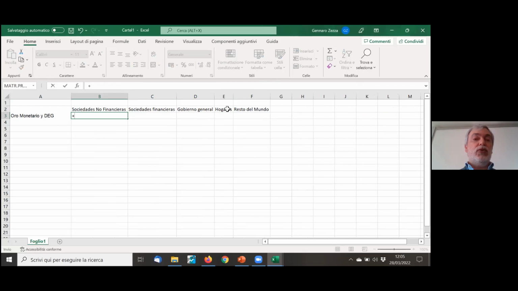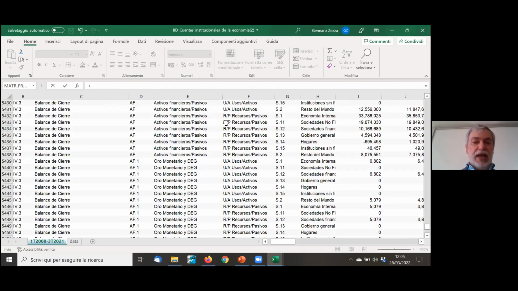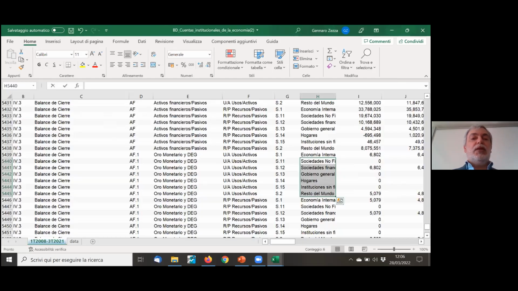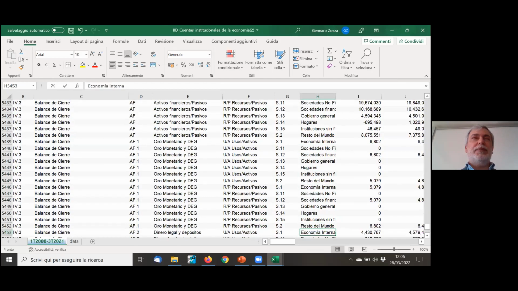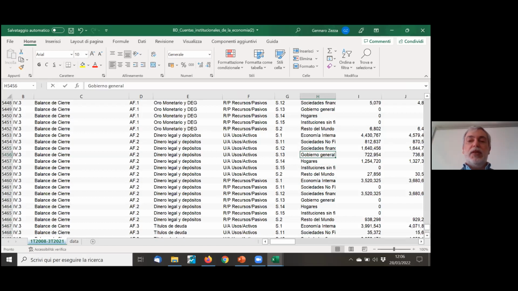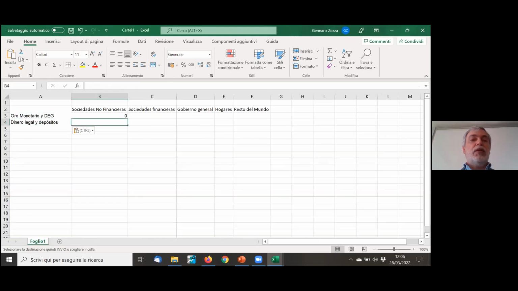So here I will have to take the assets of the households in a given period plus the assets of the non-profits and subtract the liabilities of both sectors. This is obvious for the gold, and these are the IMF funds. So maybe we can skip this, which is so straightforward. So when we move to the next one, sorry, this was the hogares.